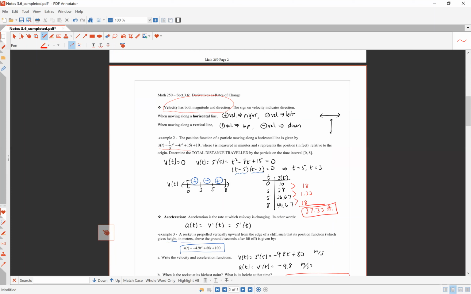And the thing is, we don't want to just plug in 8. You could potentially get the wrong answer, because it's not taking into account that we're moving along a horizontal line. That means we could be moving to the right.